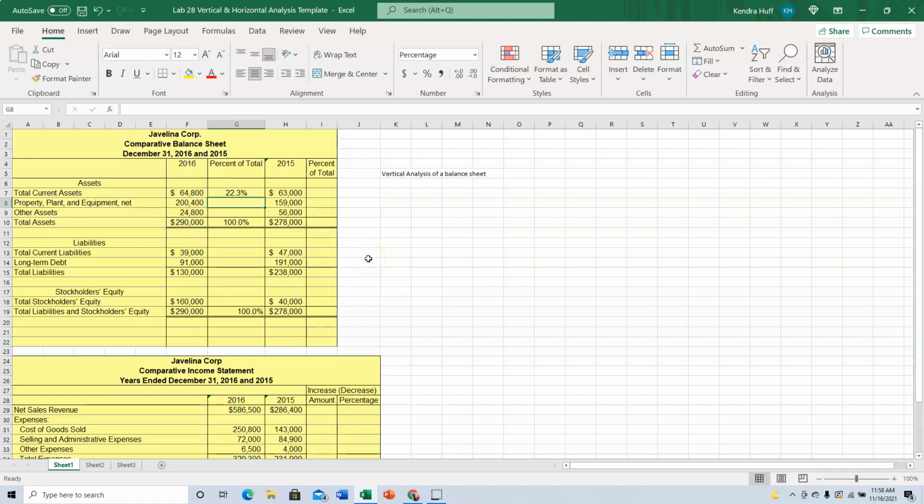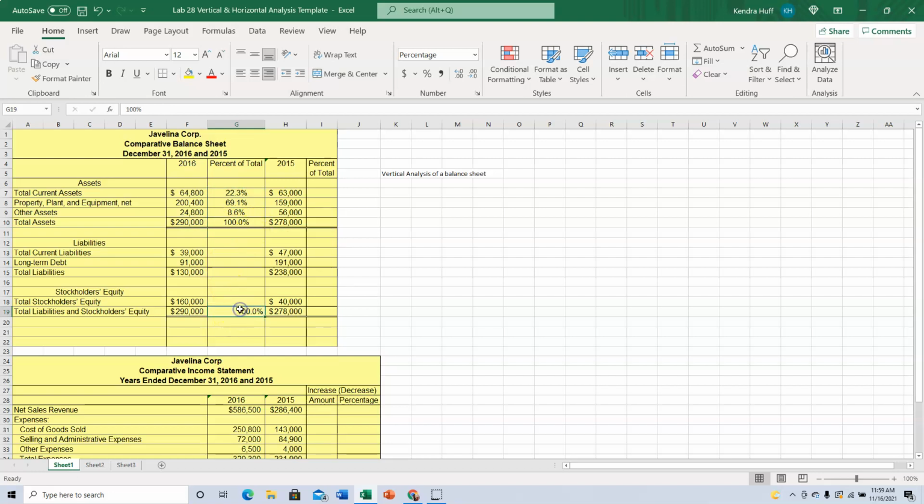Then you're going to do the same thing for plant, property, and equipment. So it's going to be equal the 2,400 divided by the total assets. And then same thing for other assets, the 24,800 divided by the 290,000. And that's it. If you total these up, they should equal 100%. So I put this 100% in just to show y'all that the 290 should be the 100% figure. But I'm going to sum it just to make sure. And it is indeed 100%.